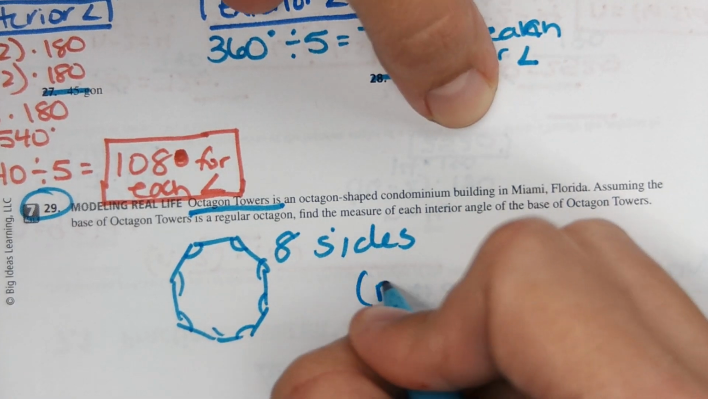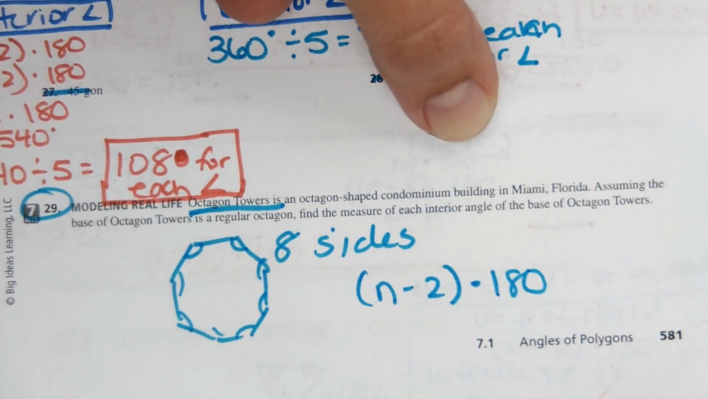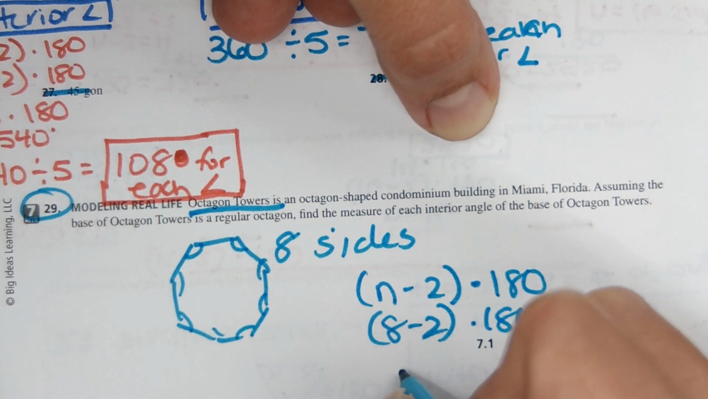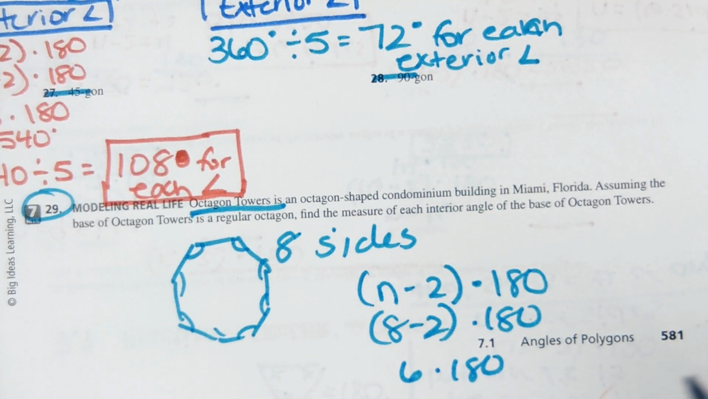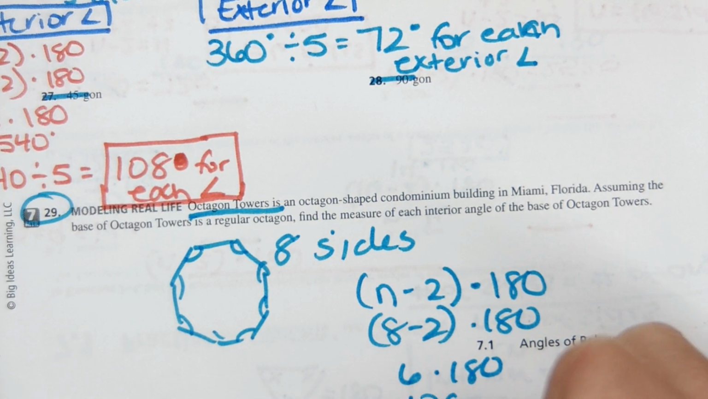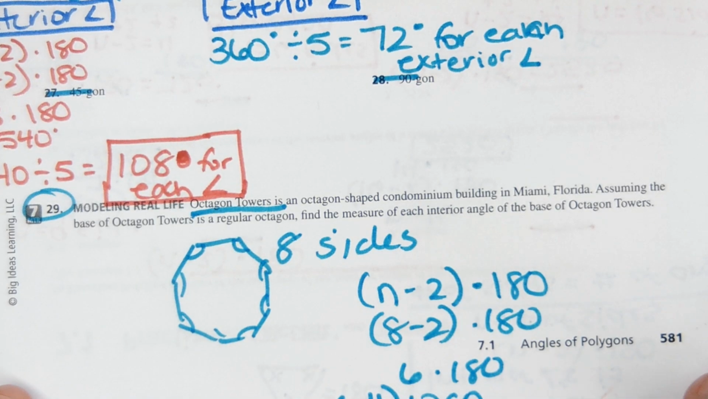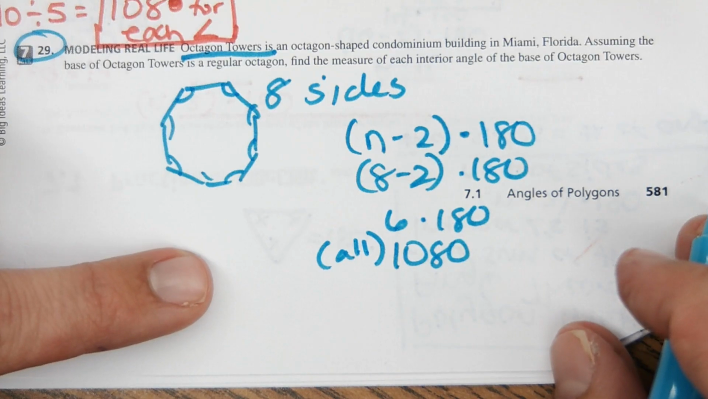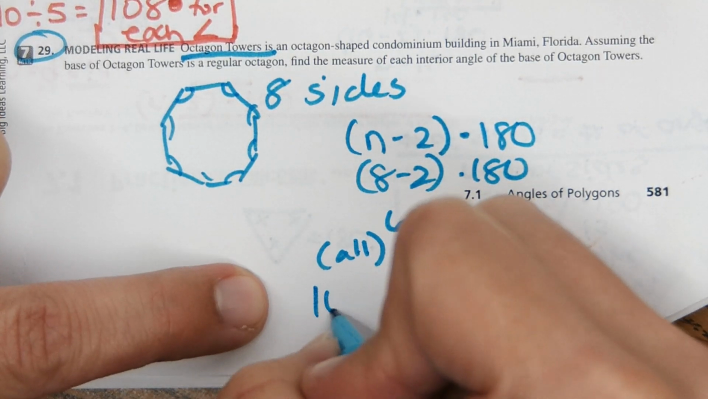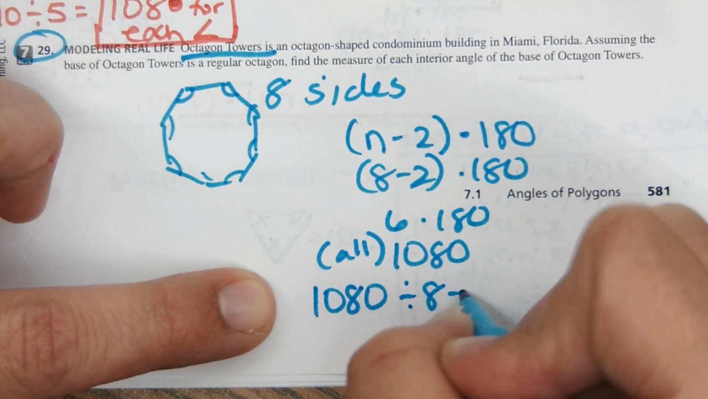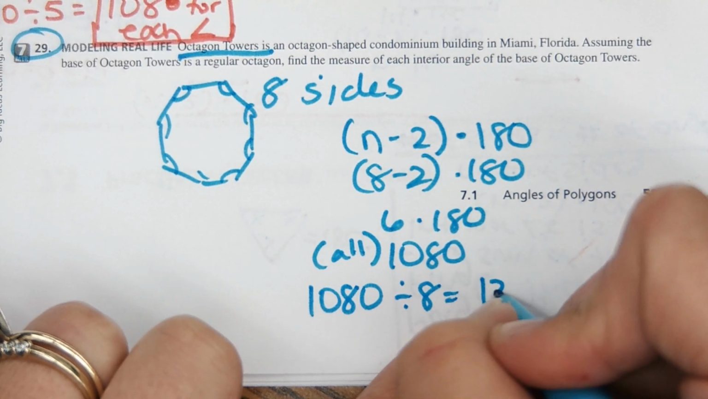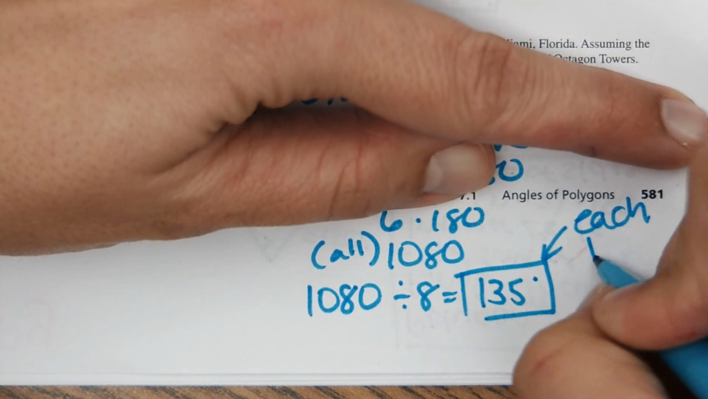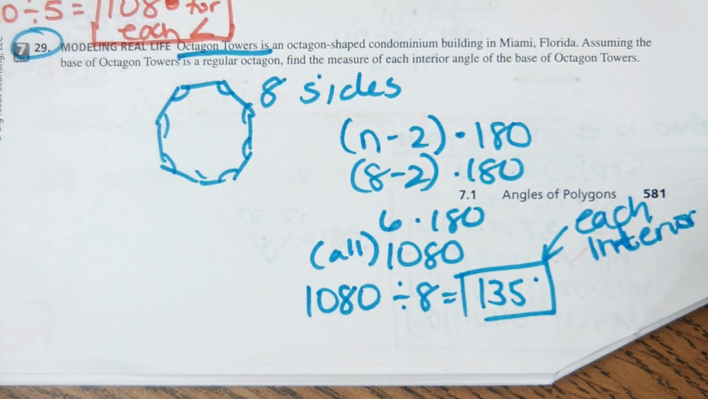Okay, so first we need to find what all the angles added up equals. So n minus 2 times 180: you do 8 minus 2, 6 times 180 is 1080. That's for all of the angles. Then to find each angle, we do 1080 divided by 8. And that number comes out to 135 degrees. And that's each interior angle of that octagon.